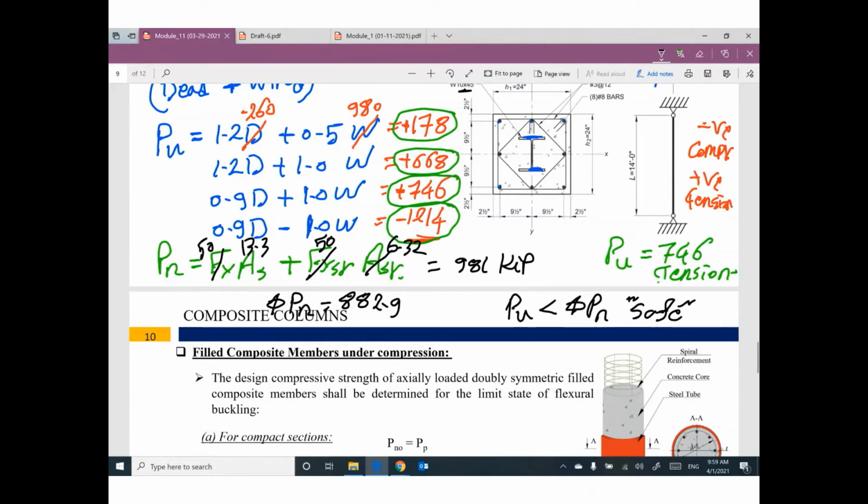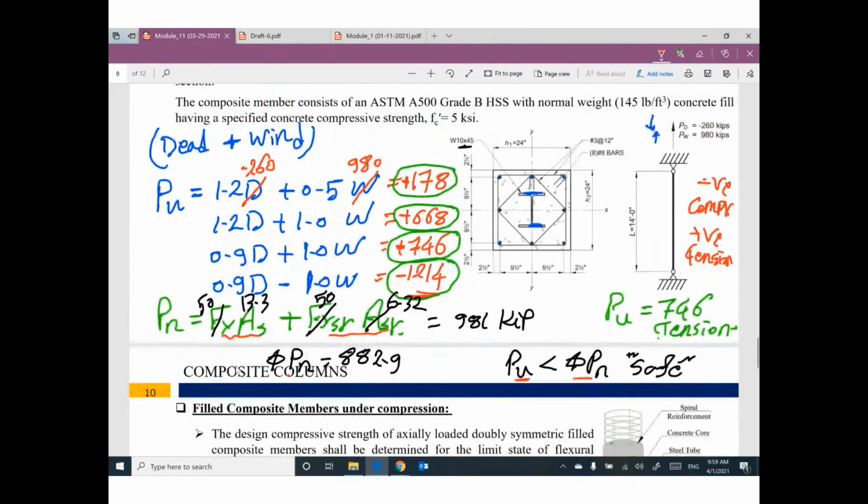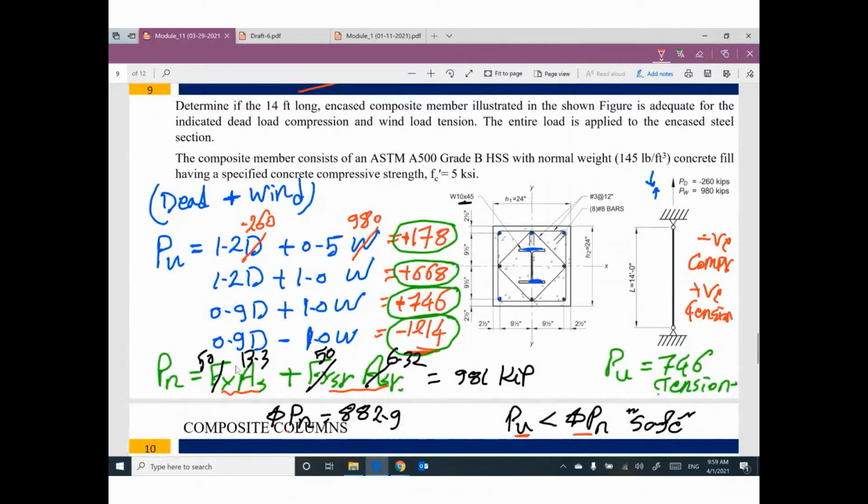So if your column is under tension, life will be easier because we have only one step. The steel contribution only will be considered, and then I can figure out the value of the design strengths, and then I can do a comparison between the ultimate load and the design strengths. Any question? Dr. Amy? Yes.